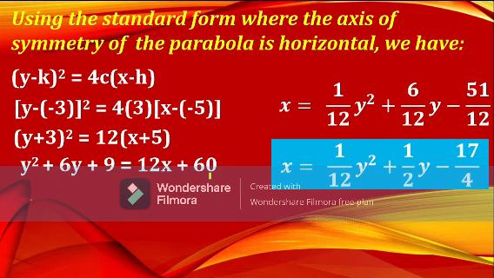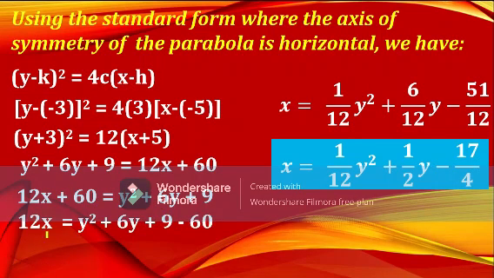Okay. Then it becomes 12x plus 60. By symmetry, we'll just simply swap the left and the right side. Swap the terms between the left and the right side of the equation. We have 12x plus 60 is equal to y squared plus 6y plus 9. Then 12x is equal to y squared plus 6y plus 9 minus 60. Then 12x is equal to y squared plus 6y minus 51.